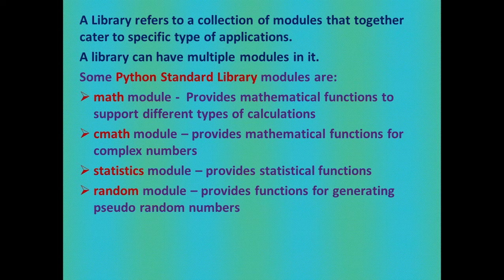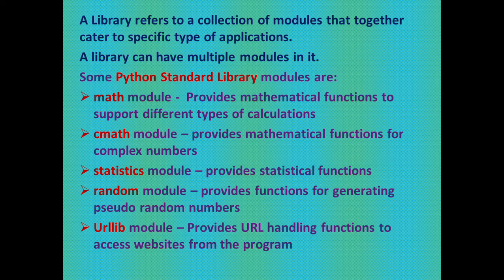The next one is the random module. This will provide many functions for generating pseudo-random numbers. Pseudo means false. So with this module, every time you run your program, it will create different types of random numbers based on the range specified by the user.